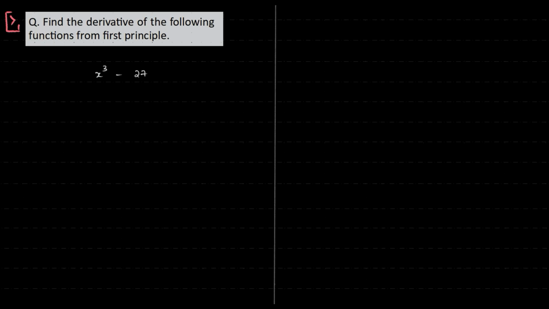Find the derivative of the following function from first principle. So we have to make use of first principle. This is given. And now we'll state first principle.